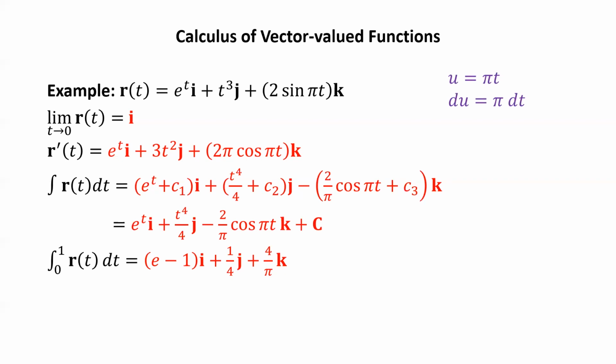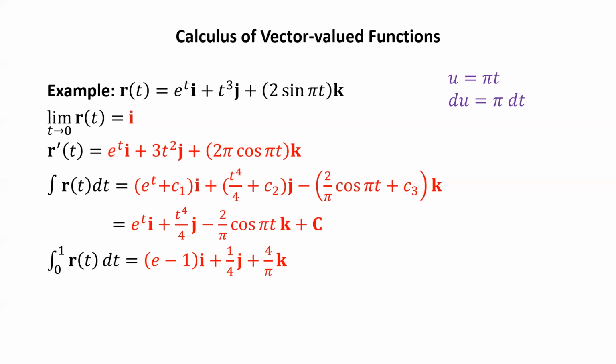For this last one here, we're doing a definite integral. We've already found the antiderivatives. We're just going to plug in the 0 and the 1. So e to the 1 is e, and e to the 0 is 1. So for the i component, we get e minus 1. For the j component, 1 to the fourth over 4 is 1/4, and 0 to the fourth over 4 is 0. So we just get 1/4 for the j component.